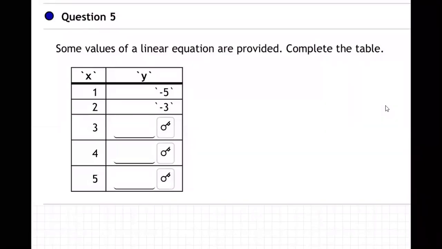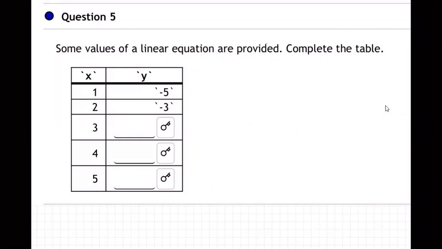Okay, so how are we gonna do this one? Well, they're telling us up here, some values of a linear equation are provided. Complete the table. How are we gonna do this?